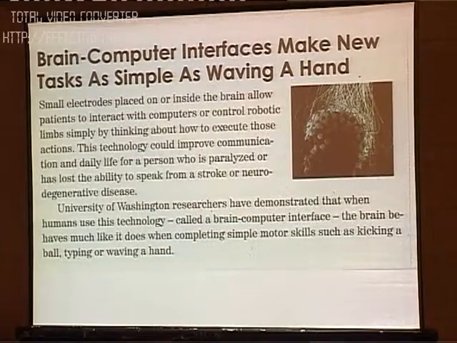Brain-computer interface makes new tasks as simple as waving a hand. Small electrodes placed on the brain, not only inside the brain, but on the surface of the scalp, will allow patients to interact with computers or control robotic limbs purely by thinking. We have two PhD scholars in Guindy, a few miles from here, at Anna University. I am a co-guide for one of them, and this work has been going on for the last 3 years, where today you are able to will a particular action purely by thought processes.